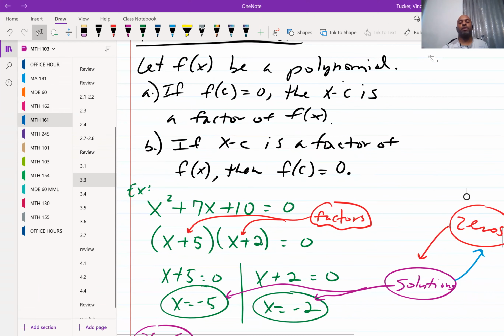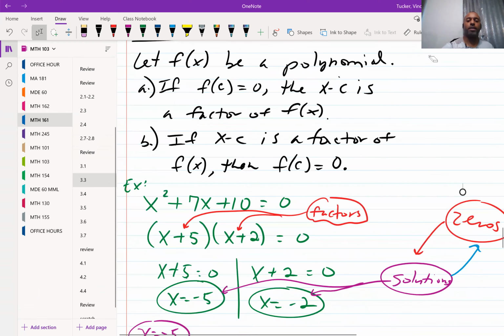All right, so don't forget when you're factoring, when you break it all the way down, those are called your factors. So if I have x squared plus 7x plus 10 equal to 0, and I break it down by factoring, I have x plus 5, x plus 2. Those are my factors. x plus 5 and x plus 2 are my factors.